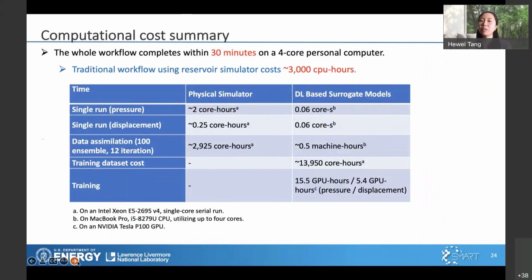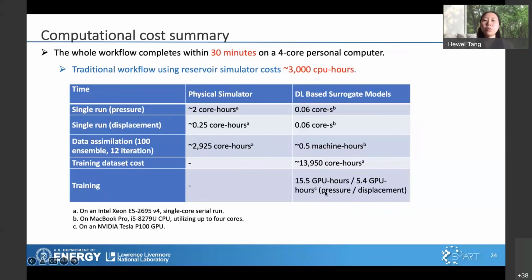And finally, the most important part is I summarize the computational cost of this whole workflow, since the main purpose of using machine learning techniques is to increase the efficiency of the workflow. We find that the whole workflow can complete within 30 minutes on a local personal computer. Well, the traditional workflow using a reservoir simulator would cost about 3,000 CPU hours. So there is about a 1,500 times speed up here, which is a significant improvement.